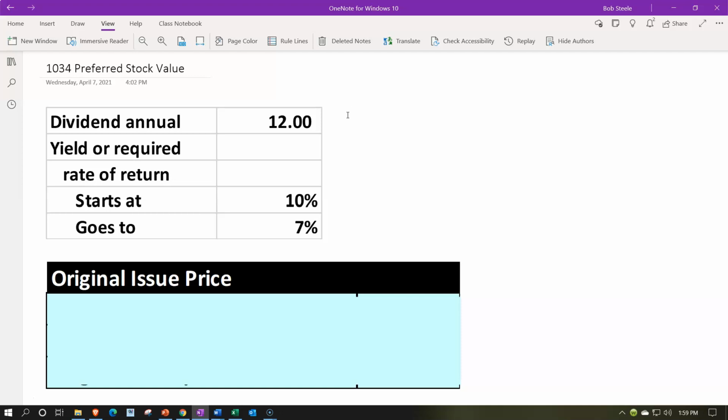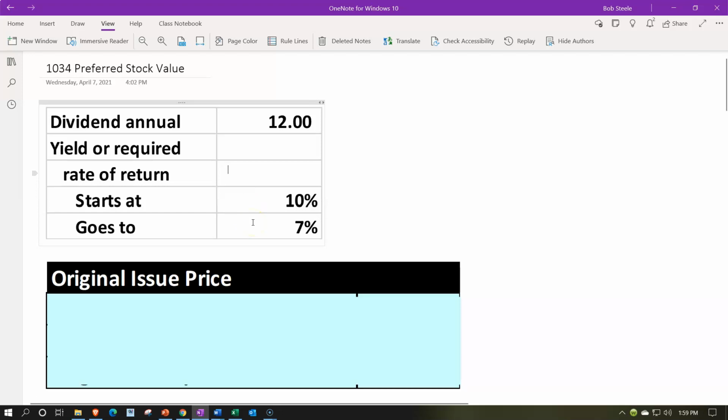With preferred stock, we're focusing in on the dividends that will be related to the preferred stock and the return related to them. So we're looking for the value here. Our information: annual dividend, we're saying, is $12, and the yield or required rate of return on the market, 10% to start off with, and then 7%.